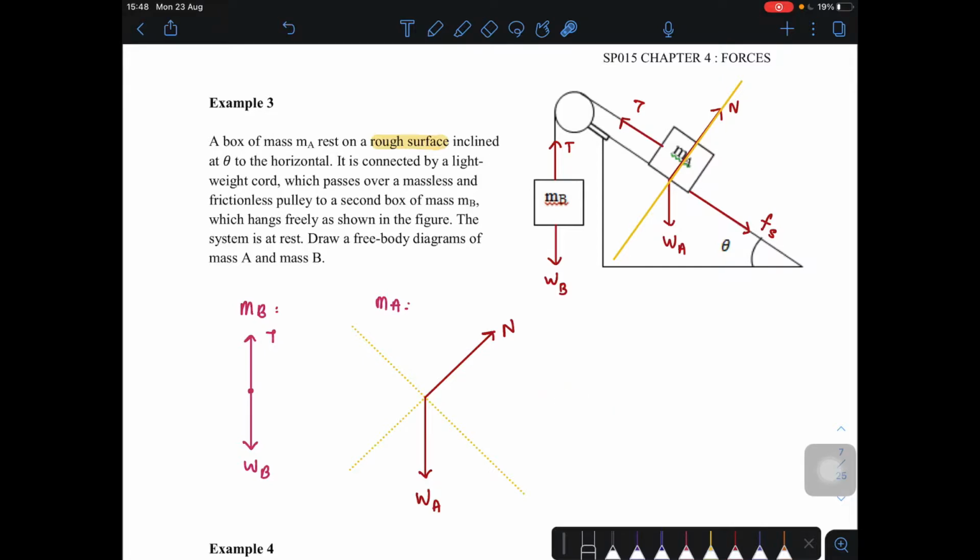Not the same. Okay, and then after that, Fs here. And then the tension force here. And then there's an angle here. Just remember, if the angle is here, it means it is the same as the angle there. Always remember, the angle here will be the same one. If the question says 30 degrees here, then it is 30 degrees there too. Okay, so that's it for the FBD for example 3.